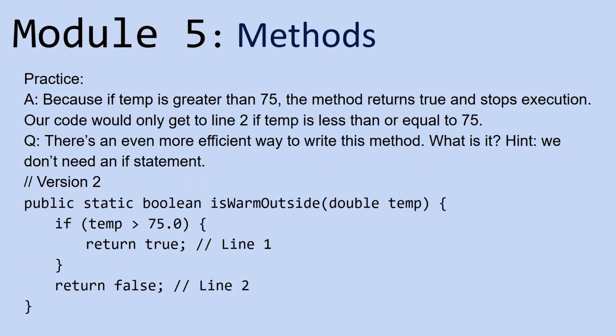Well, if temp is greater than 75, this if statement will be true, right? So within this if statement, we'll return true. That's line one, right? And then it'll stop execution whenever it returns. So it won't run anything outside of the if statement. This method just stops running after line one, right? And so our code would only go to line two if temp is less than or equal to 75, because this if statement would be false and it would go down to line two and return false.